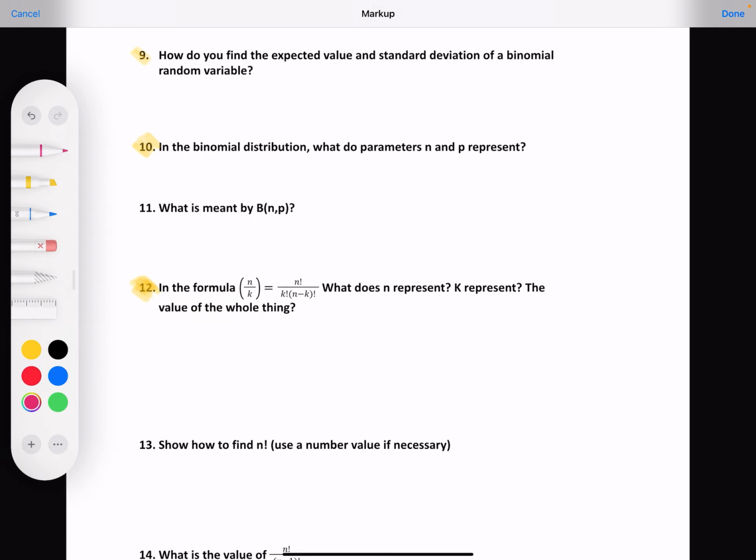How do you find the expected value and standard deviation of a binomial random variable? So what's the expected value? N times P, right? And then standard deviation. This is the one I said earlier. Square root of NPQ, right? Something like that. Thank you.